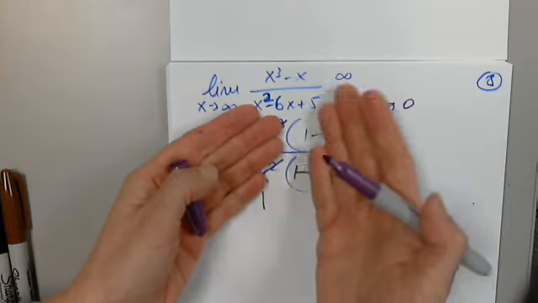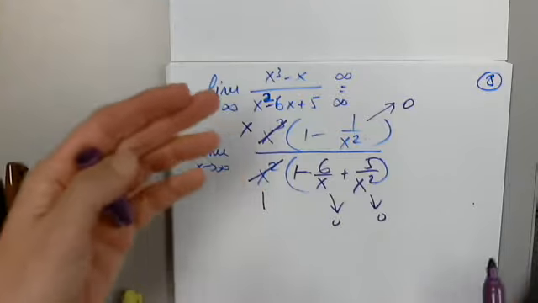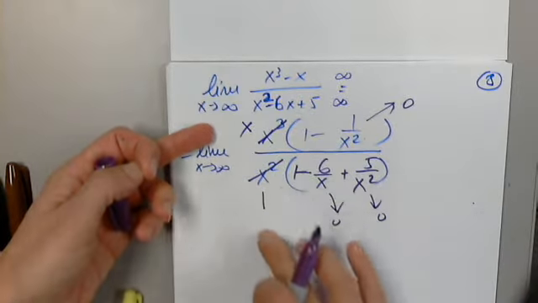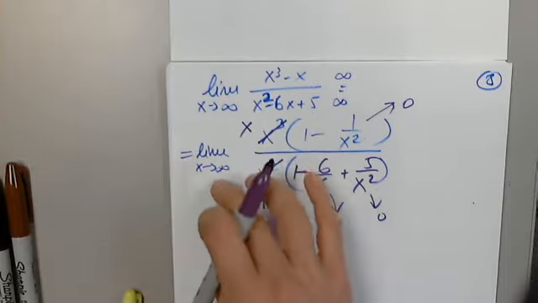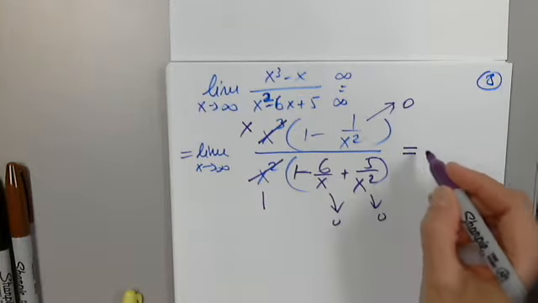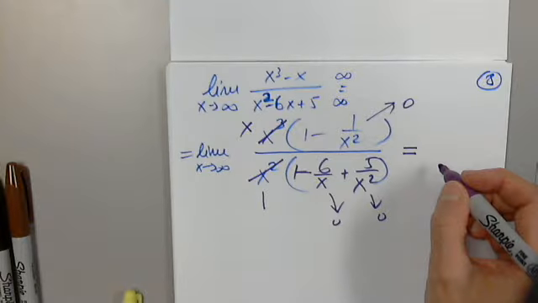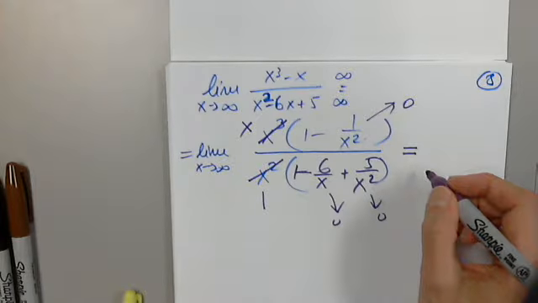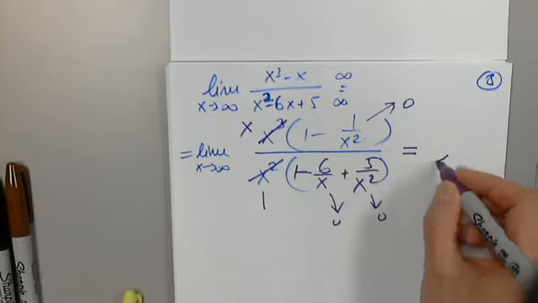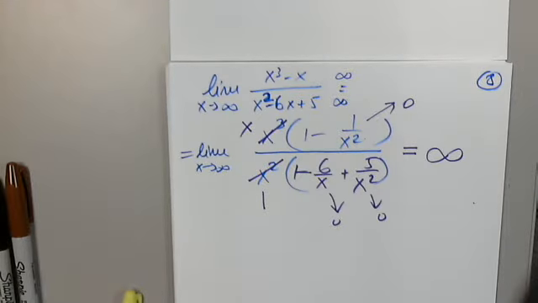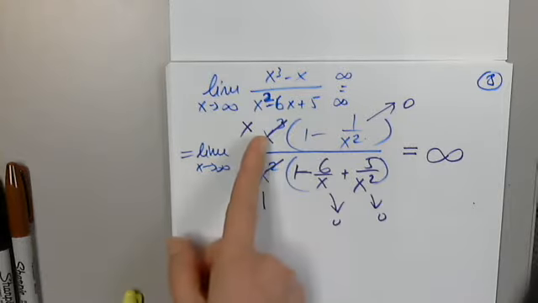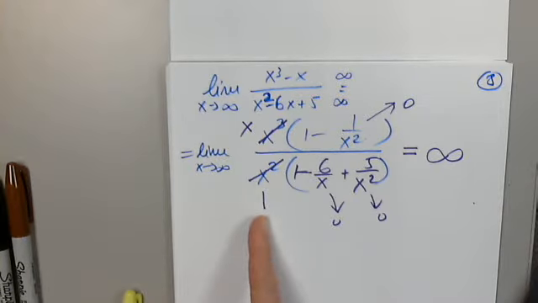Where does this entire thing go? 1. But I have x. So this whole thing is x, if you want. As x approaches infinity, this whole thing will approach? Absolutely. So this whole thing approaches 1. This numerator is x. The denominator is 1. So this whole thing approaches infinity.